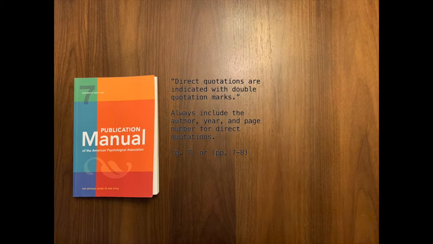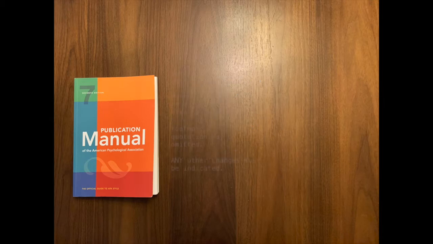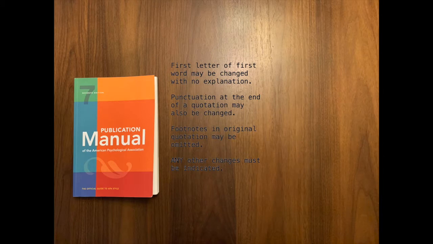Single page references are noted by a single p, and multiple page numbers are noted by a double p. Always separate page numbers with a single dash, and refer to the 7th edition's Table 8.2 for many examples of direct quotations. Many times, writers need to make small changes to direct quotations to fit the structure of a sentence.